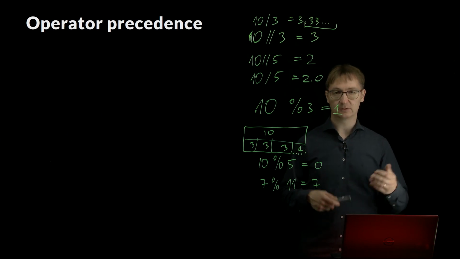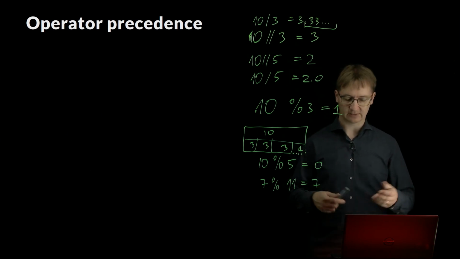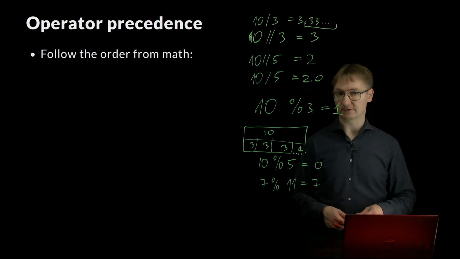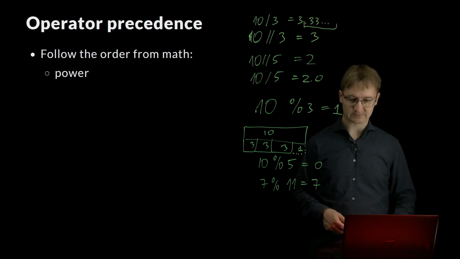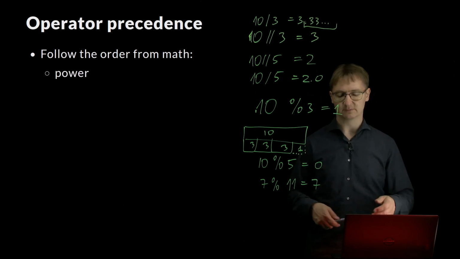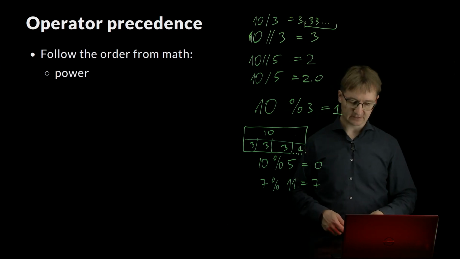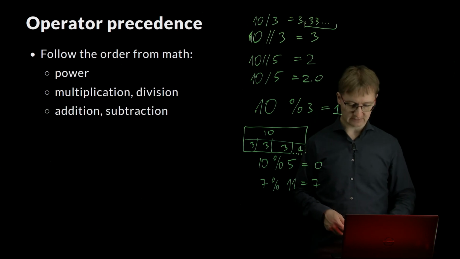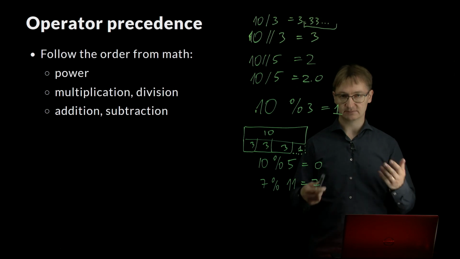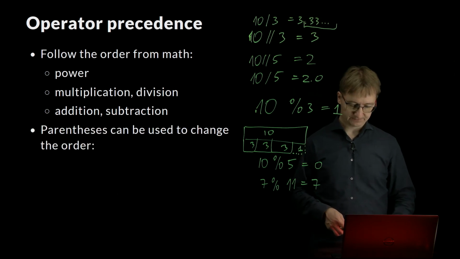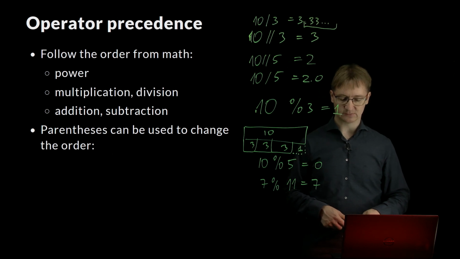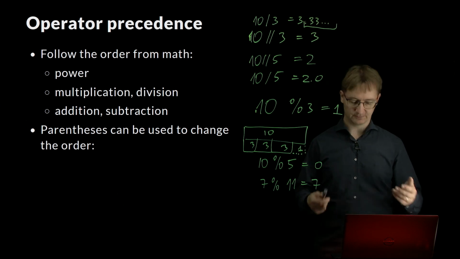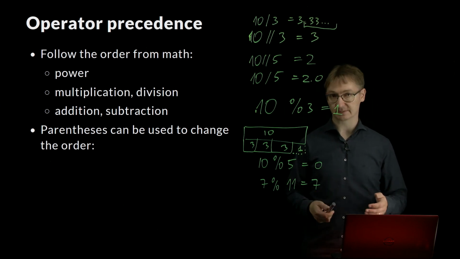Now let's see the order which is used to calculate our different expressions or formulas. So we usually follow the order from math, and first we use this power, or if something is taken into power, this is the first thing to do. Then there is multiplication and division, and then addition and subtraction. So basically the same as in math. And we can use parentheses to change the order or give some part of the expression more importance. So the priority can be changed.